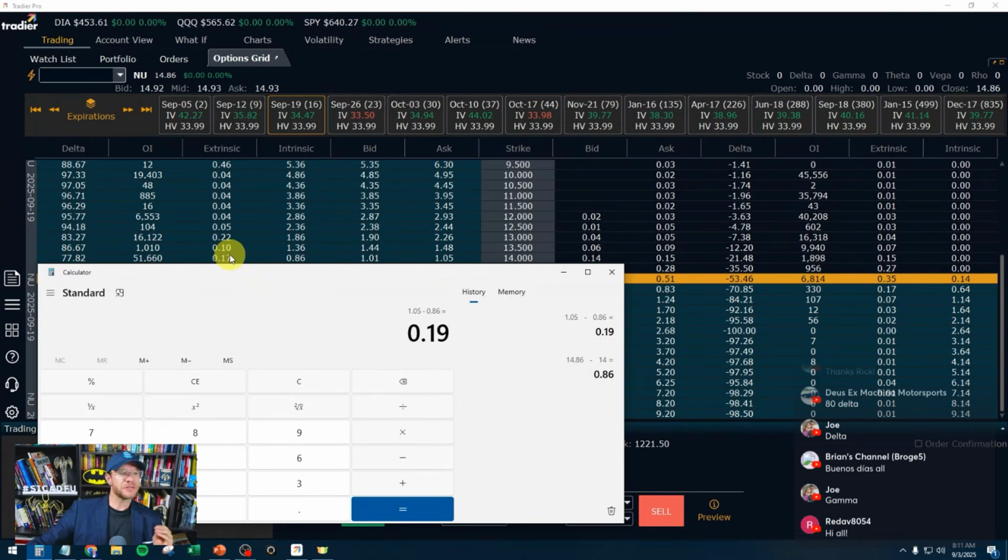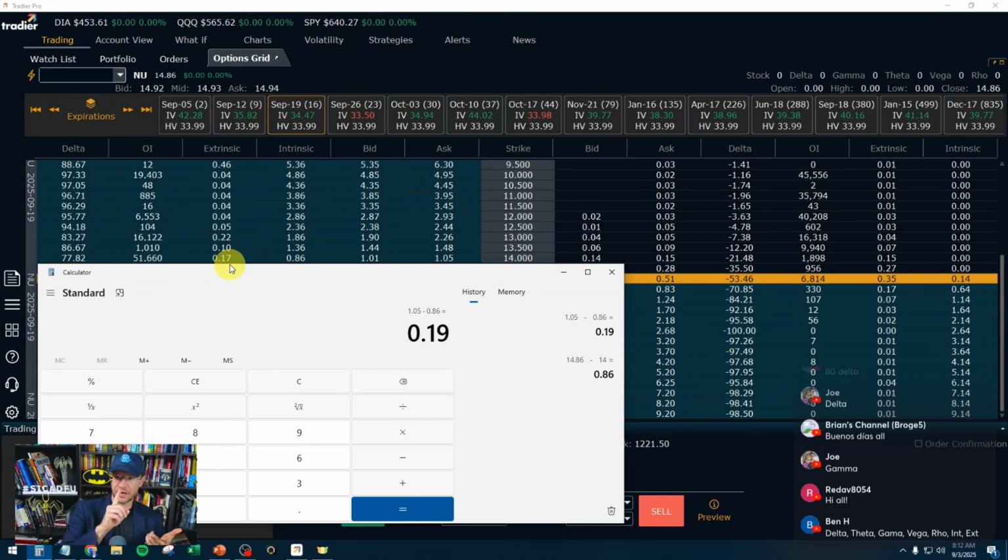Extrinsic value incorporates all of the other aspects of the option's pricing. So delta falls right into your intrinsic, because this is the rate of change for every $1 move in the price of the underlying stock. Extrinsic is everything else. This is your time decay, this is your volatility, this is your rho. Name every other Greek that goes into the option's pricing, it all falls into extrinsic value.